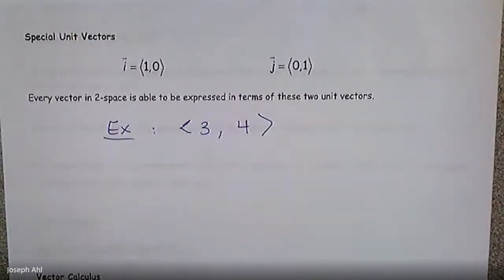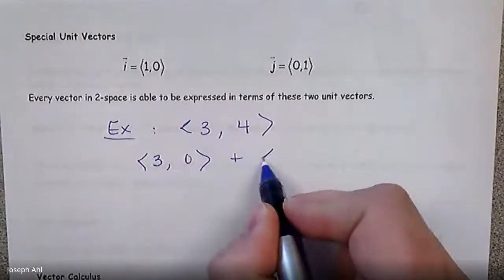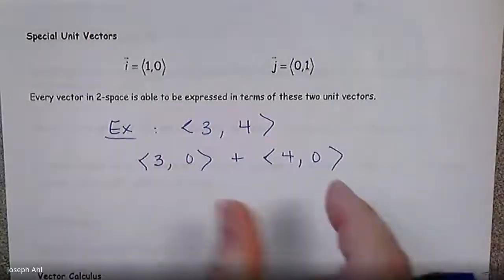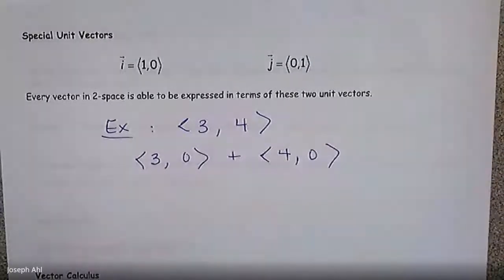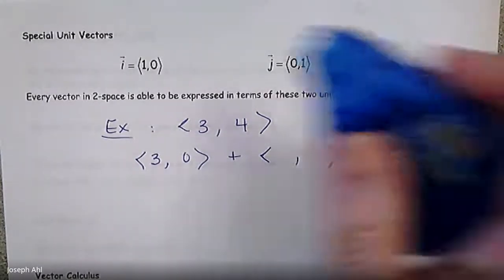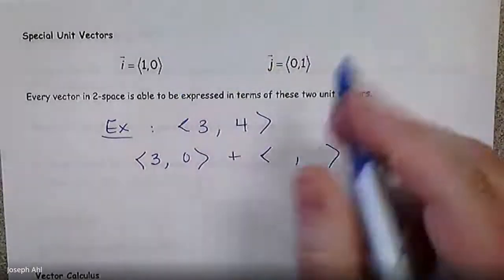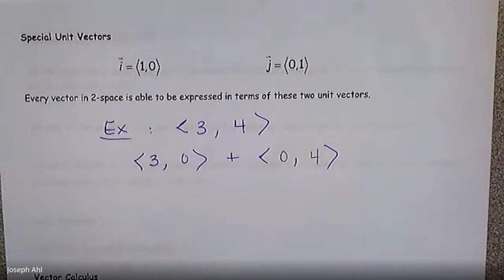we can represent this vector as the following sum. We can say it's ⟨3, 0⟩ plus ⟨4, 0⟩. Okay, if we find the sum of those vectors, sorry, let me switch that around. Actually, not ⟨4, 0⟩. We need the vertical component to be 4. A little whiteout can help us here. Okay, so ⟨3, 0⟩ plus ⟨0, 4⟩. The sum of these vectors would get me back to ⟨3, 4⟩.